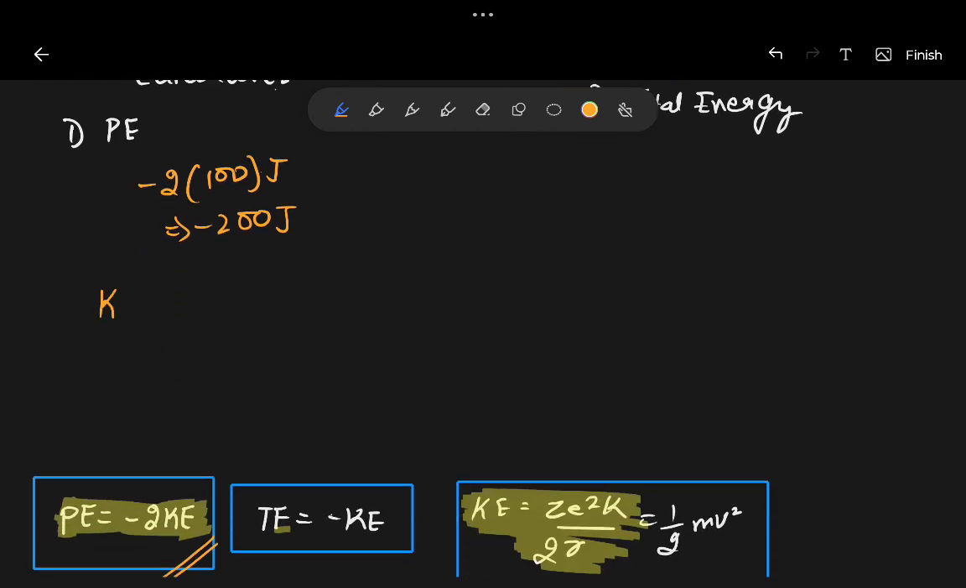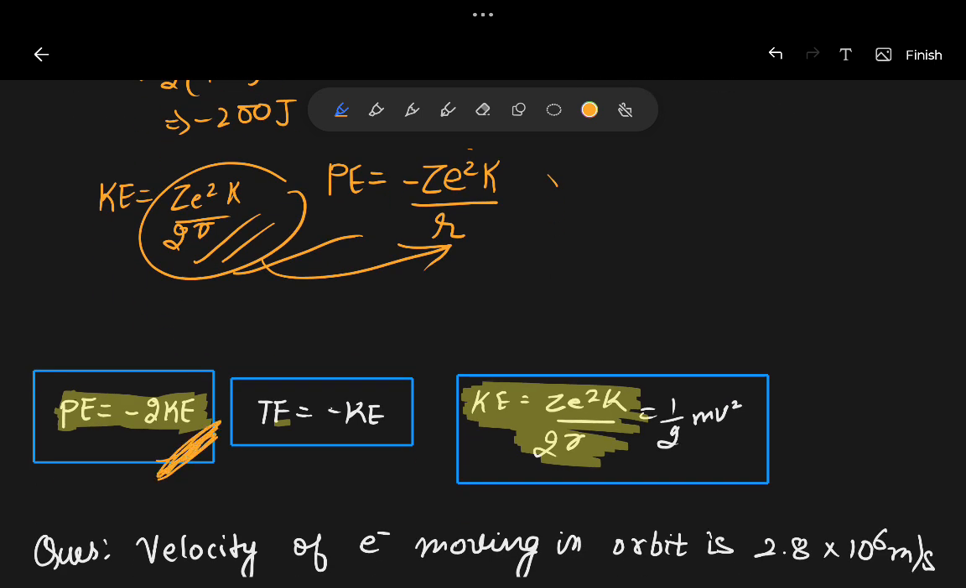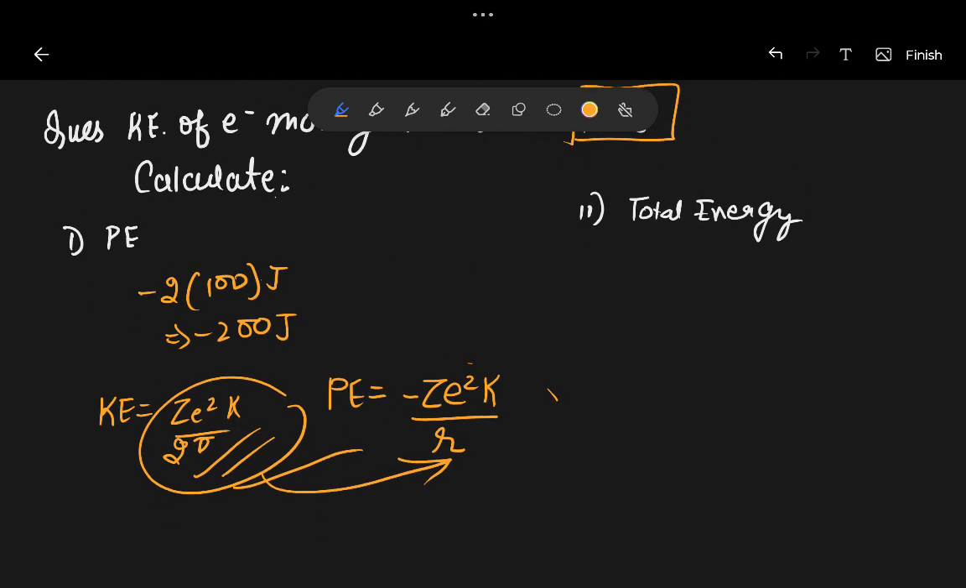You can also use the formula. As you know, the kinetic energy is equal to Ze square k upon 2r, and for potential energy you have the formula -Ze square k upon r. So I guess this is the formula for potential energy. So you can use this formula also, and you can derive this formula also, right? This is the relation between them. This is how you solve questions based upon this concept.